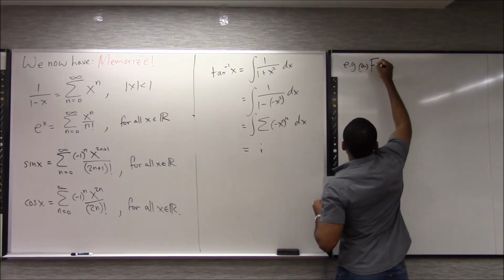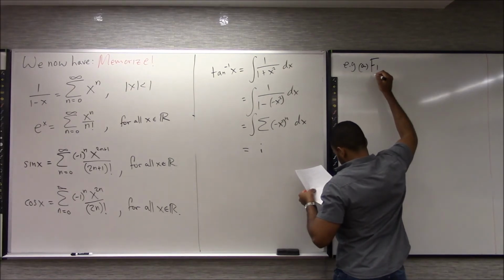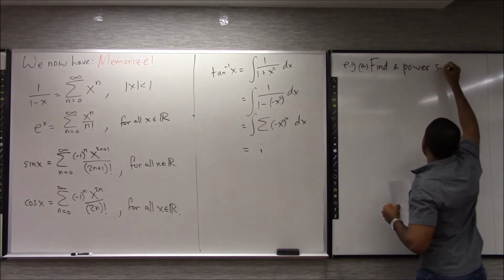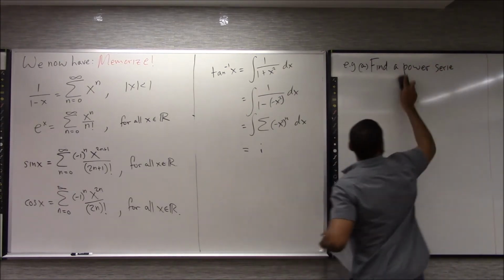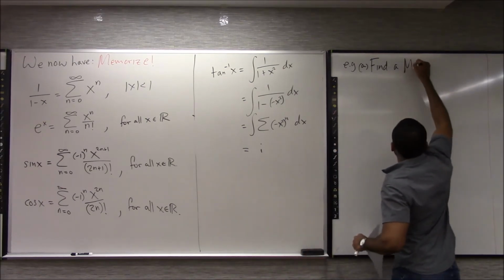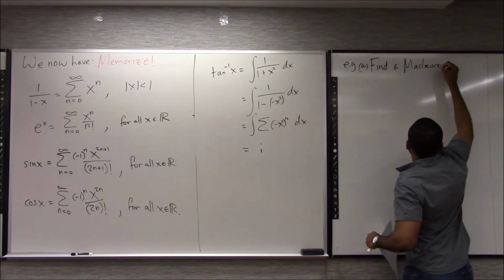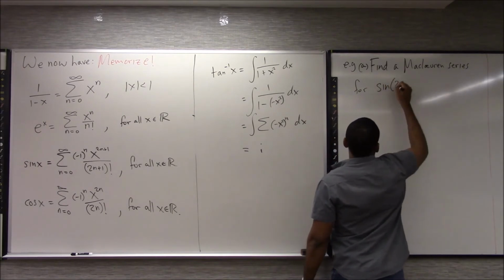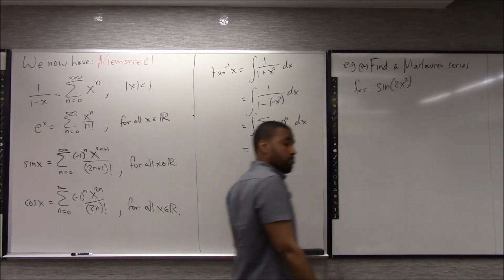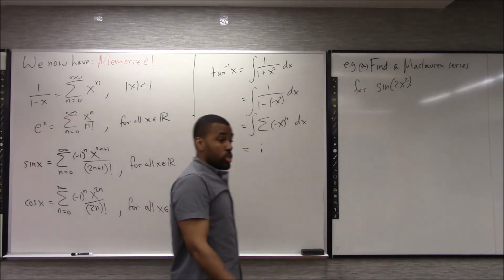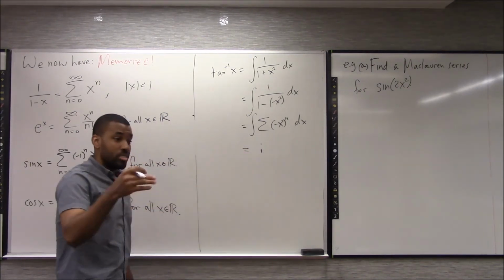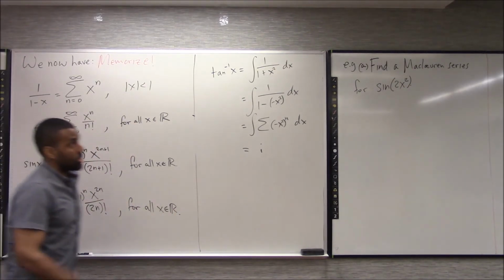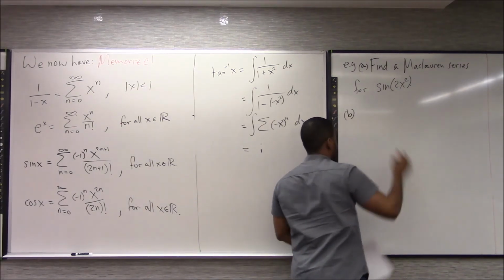A. Find a power series. Well, specifically, I'm going to say a Maclaurin series for sine of 2x squared. Now you could build that from scratch by finding all derivatives, evaluating at the points, and figuring out a pattern, but because we know what this guy is, that's not going to be a problem. So that should be like a one-step process.